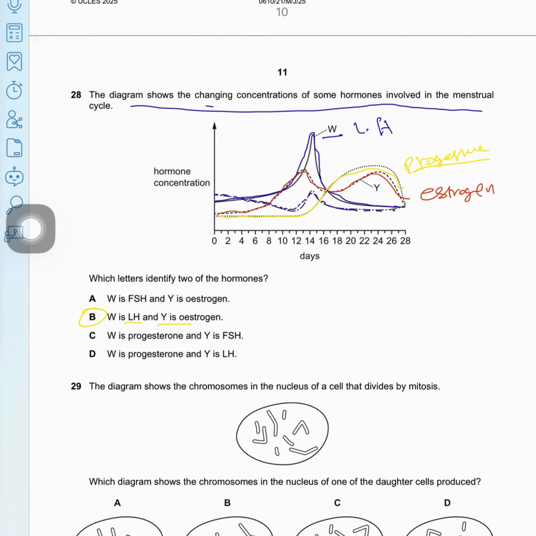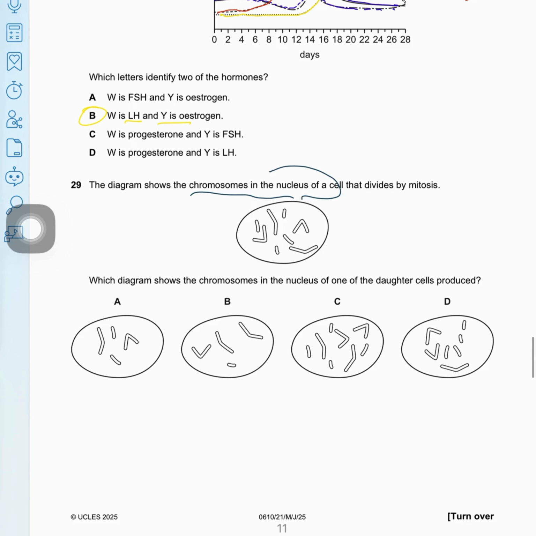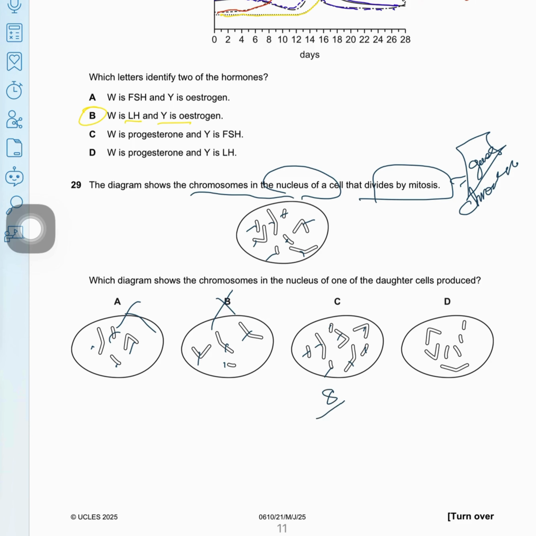Let's continue. The diagram shows the chromosomes in the nucleus of a cell that divides by mitosis. So mitosis results in cells identical in the number of genes and chromosomes. Take care from this, in the number of chromosomes. Okay, so here let's count the chromosomes: 1, 2, 3, 4, 5, 6, 7, 8. So resulting cells should have the same number of chromosomes. Here 1, 2, 3, 4 haploid, 1, 2, 3, 4 haploid. So A and B are wrong, so it's C or D. Let's count the chromosomes: 1, 2, 3, 4, 5, 6, 7, 8. Yes, so my answer is C.